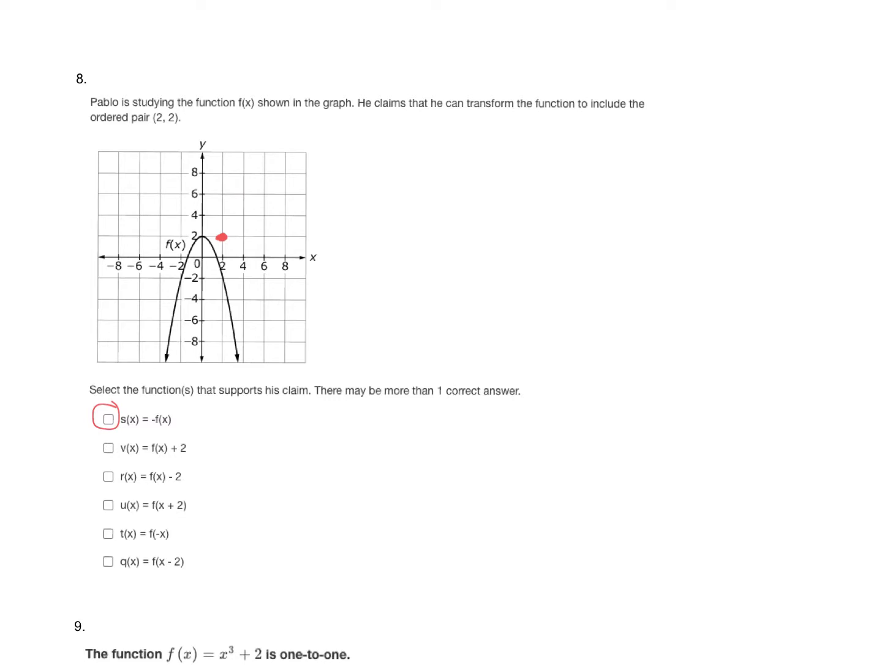If I add 2 to the y's, though, that's just going to shift everything up 2, which would take this point and move it to 0, not all the way to 2. So no, that one's out. This next one says subtract 2 from the y's. Well, certainly that's not going to work. We're just going to go down, so that one's out.